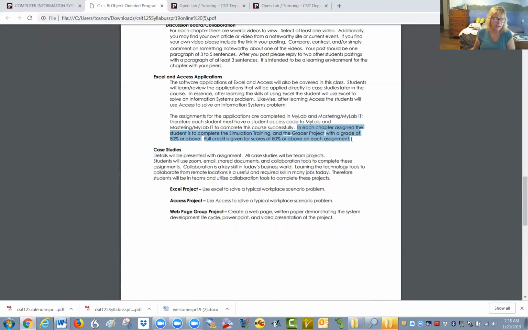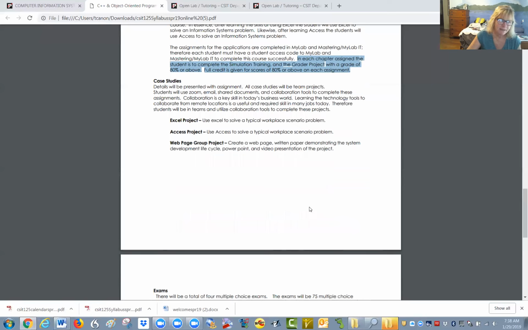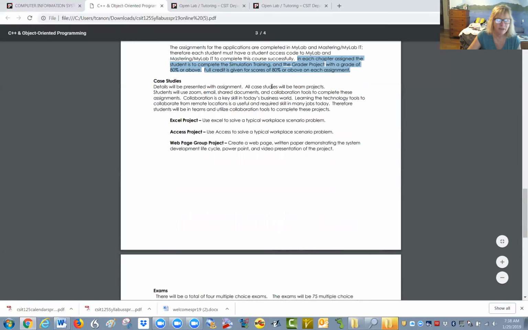While you're in my IT lab, if your score is 80% or above, when I transfer those grades back to Canvas, you will get 100 points or a percentage of it of what you complete. Okay, and the last, well, two more things you have to do. We have case studies. I will explain them when we get to them.